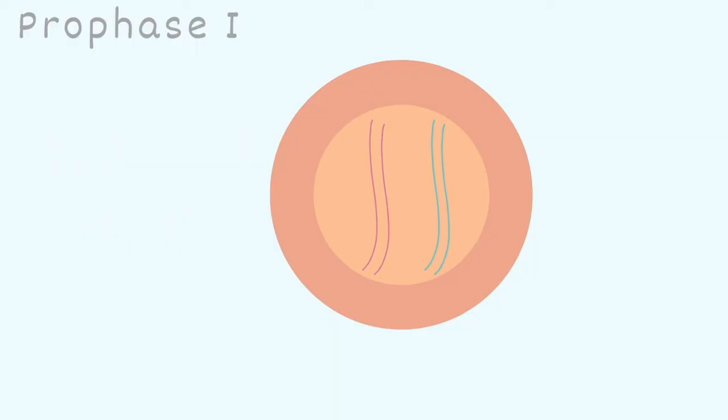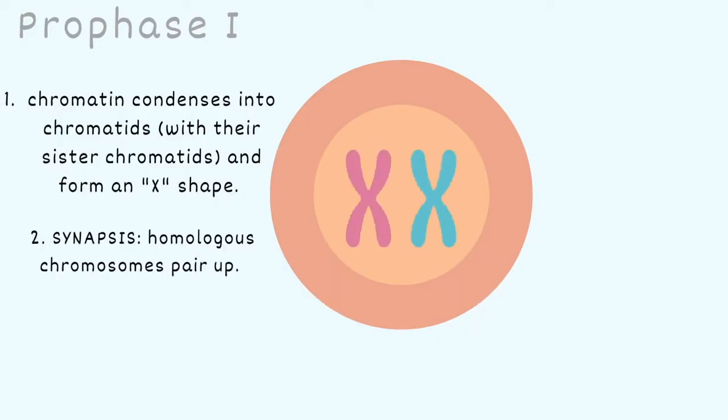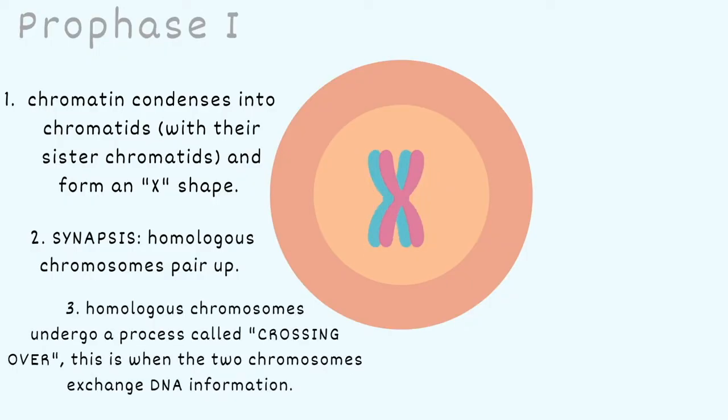Now, a few major things happen here in prophase 1. First off, the chromatin condenses into chromatids with their sister chromatids, and they form this X shape. Next, synapsis occurs. This is when the homologous chromosomes pair up. If you can recall, homologous is referring to one maternal and one paternal chromosome pair. So this is our homologous pair, one maternal and one paternal, and they're going to pair up by overlapping each other. Next, the homologous chromosomes undergo a process called crossing over. This is when the two chromosomes exchange DNA information.